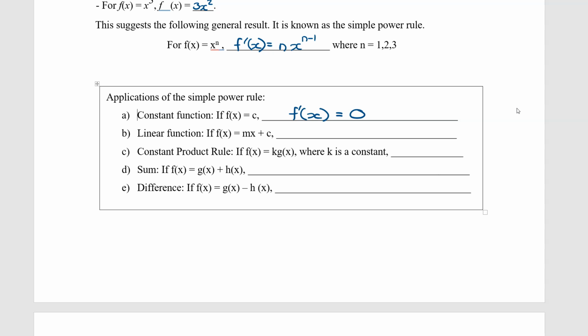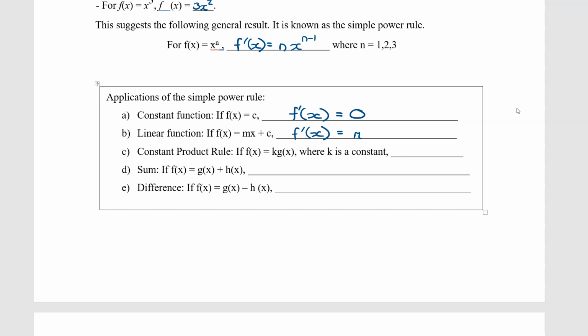Now for a linear function where f of x is defined as mx plus c, think about what the slope of this function is, and it's m. Now, if we use our simple power rule, we would note that f dash of x would become m times x to the 1 minus 1, which in turn becomes x to the 0. Because that becomes 1, the derivative of this function is simply m. That's pretty consistent with what we've already been seeing.